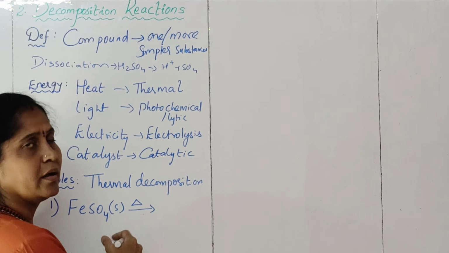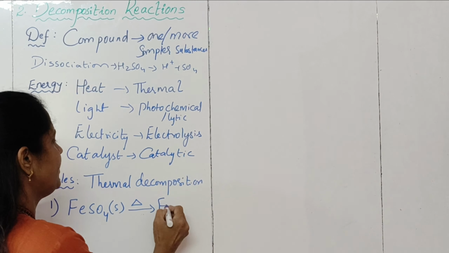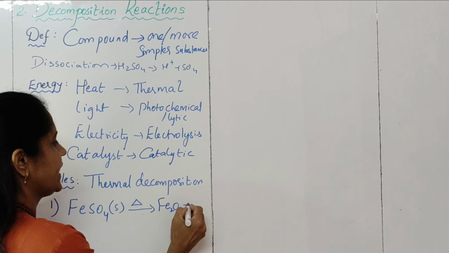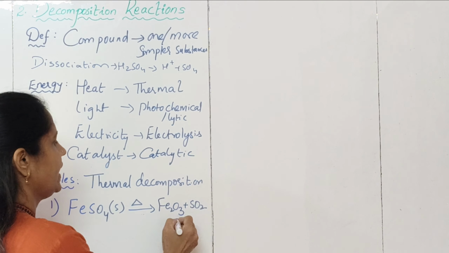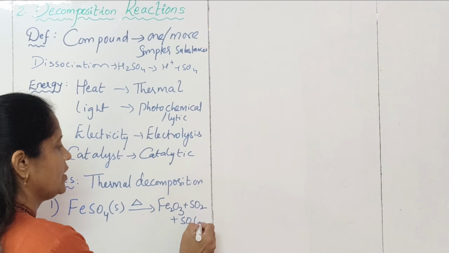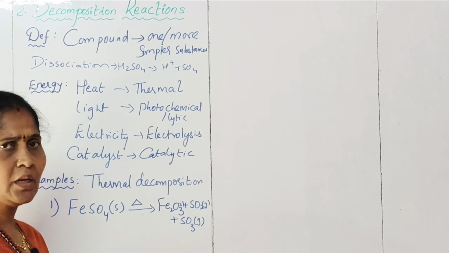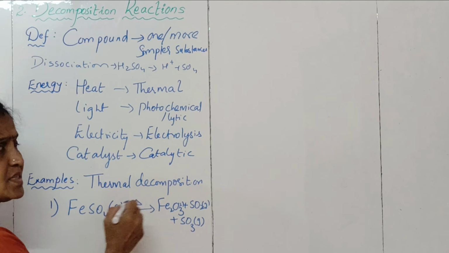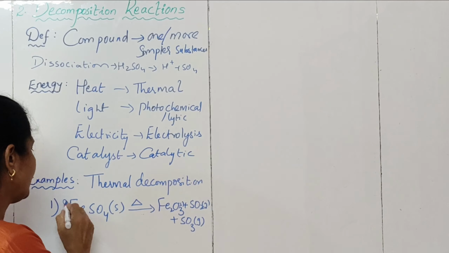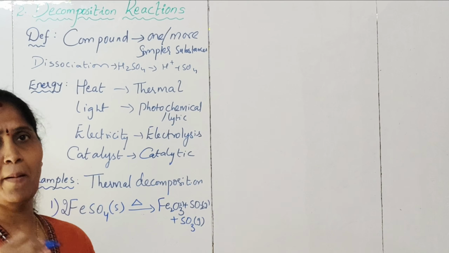So when it is heated, you have the formation of ferric oxide plus gases like sulfur dioxide and sulfur trioxide. These are gases, as I told you, and this is again solid. Okay, is this balanced? No. So if you put a 2 there, it will be balanced.